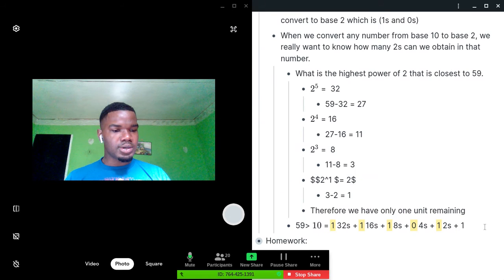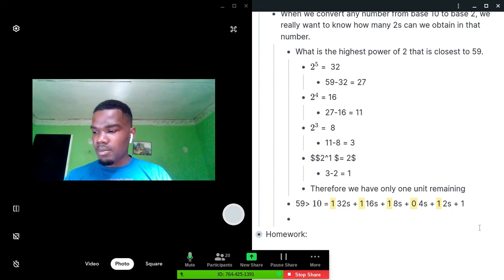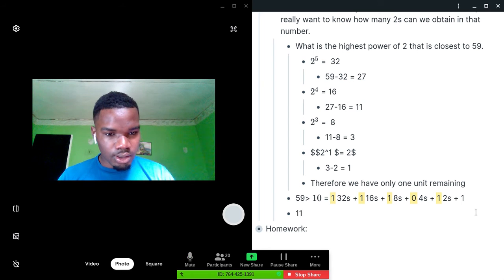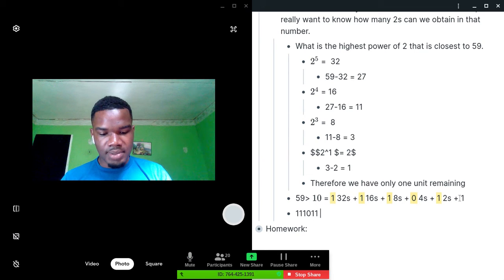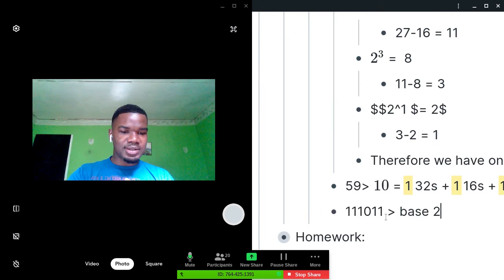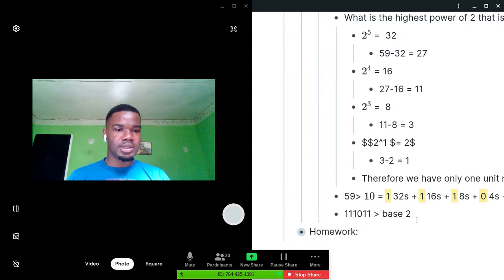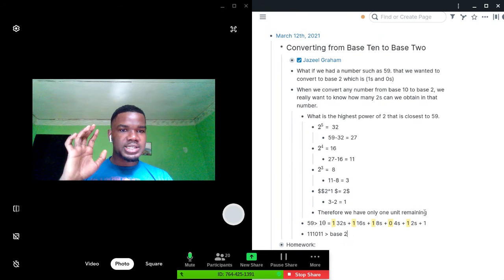All right, let's write out this number now. So this number is equal to 1, 1, 1, 0, 1, 1 base 2. Remember, I can't write the 2 underneath, but you should put the 2 underneath. Everybody clear as mud?